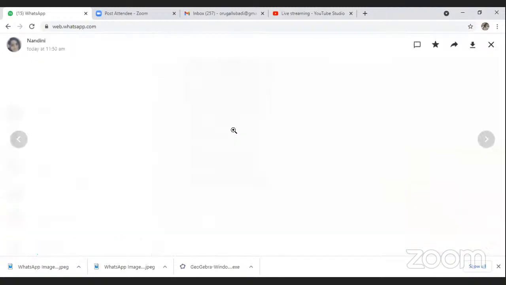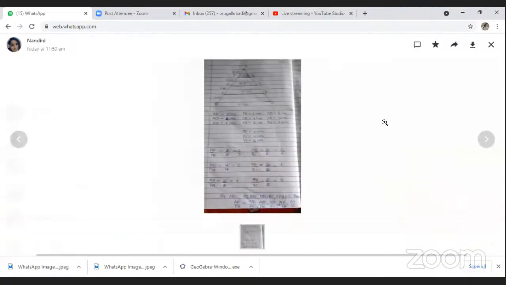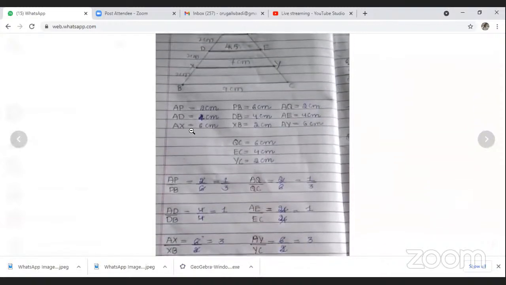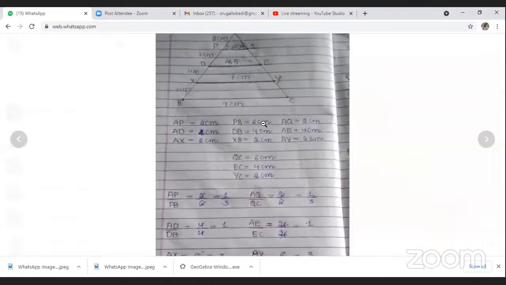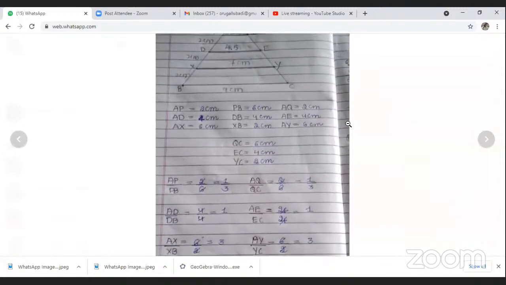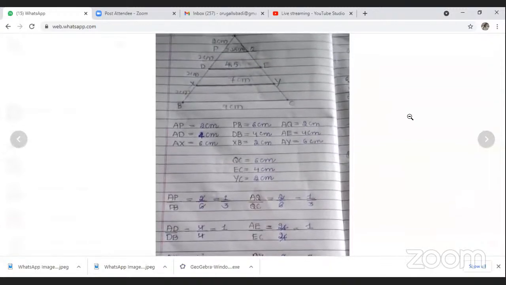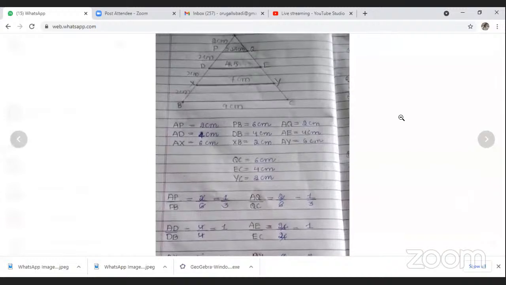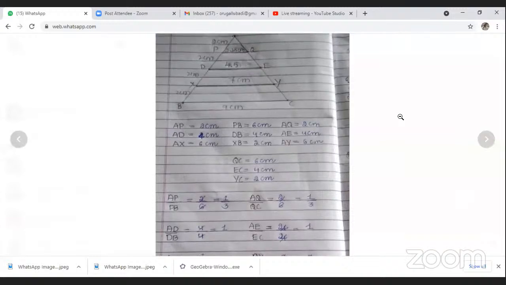This is Kumari Nandini's. She got AP as 2 centimeters, PB as 6 centimeters, AQ as 2 centimeters, and then AD is 4, DB is 4, AE is 4, AX is 6, XB is 2, AY is 6, QC, EC, YC. She took the values AP by PB 1 by 3, AQ by QC 1 by 3, AD by DB 4 by 4, AE by EC 4 by 4, 1.